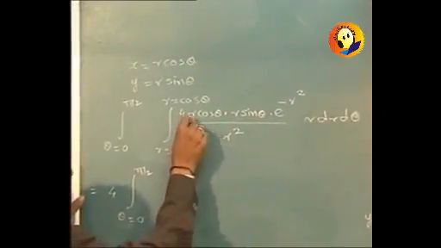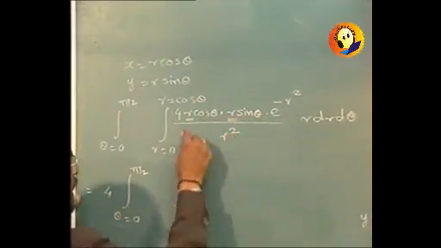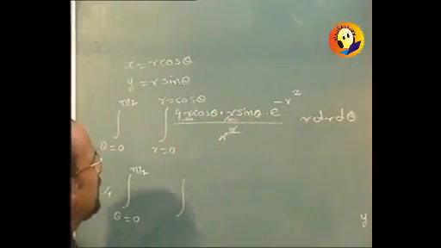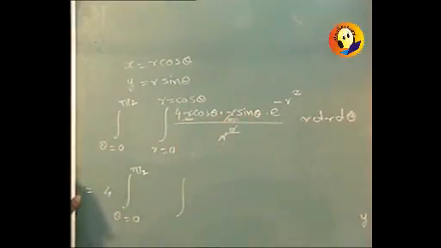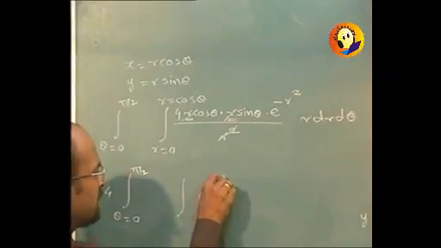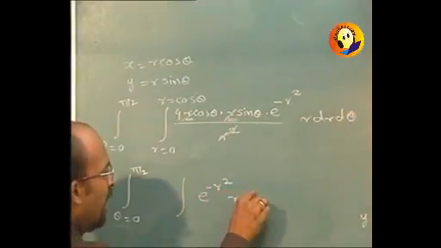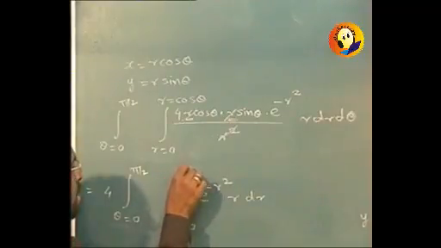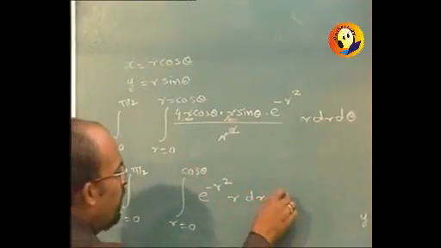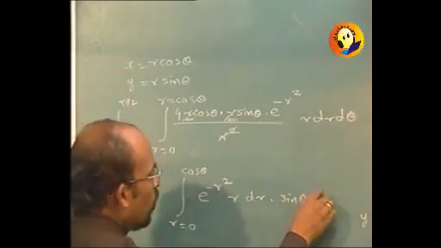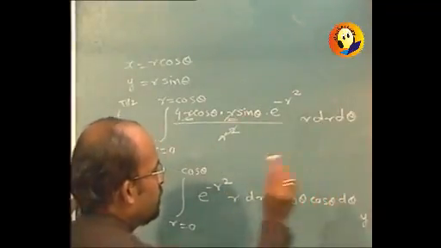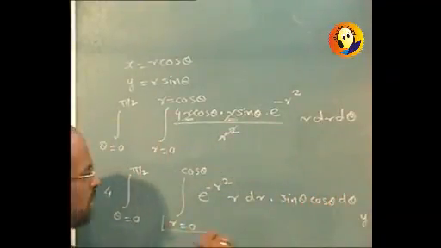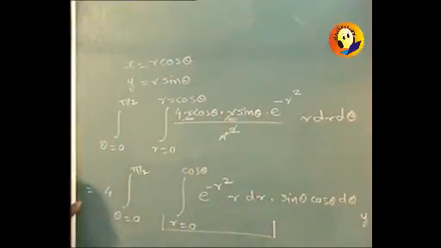You can observe that this r and r square will get cancelled with the r square that we have in the denominator. It will be e raised to minus r square into r dr, where r varies from 0 to cos theta, into we have sin theta cos theta d theta. We are required to perform this integration first with respect to r.